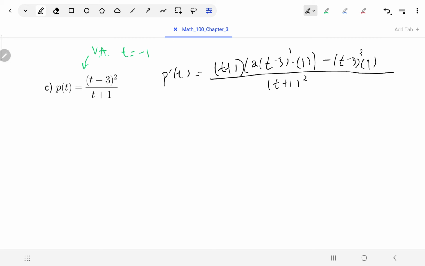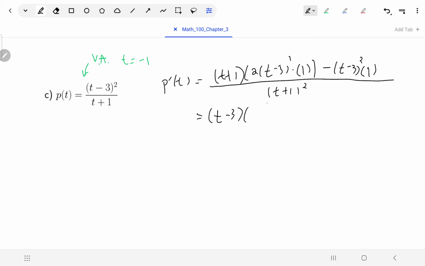I notice in the top I have a t minus 3 that I can take out as a common factor, so I'll do that. And that will leave 2 times a t plus 1 in the first term, and then minus a t minus 3 for the second term. And if I clean up what's inside that bracket, I'll have 2t plus 2 minus t plus 3. That'll clean up to give me t plus 5.